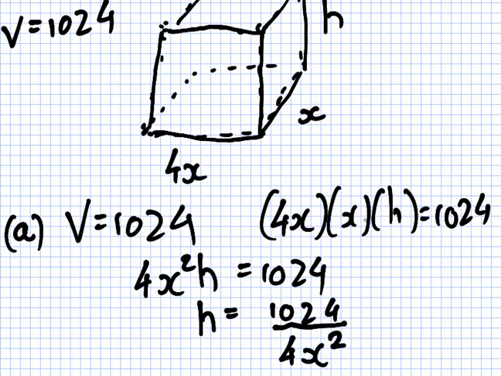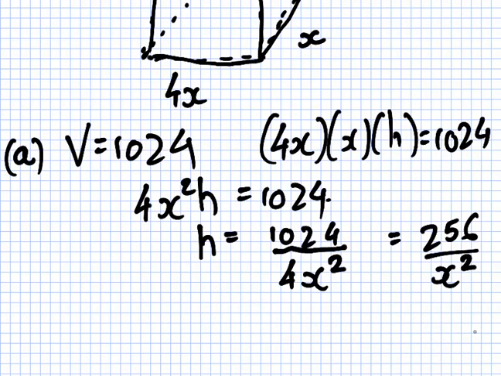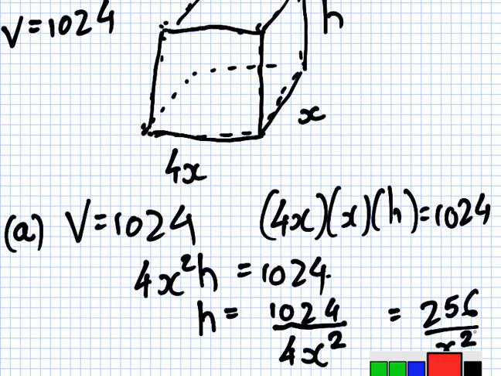Oh, I could simplify this. The question didn't mention anything about simplifying. I can divide above and below by 4, so I'd get 256 over x squared. That would be the final. But the question never said simplify, so I would have been happy with the previous one. Okay, guys, focus now. When we express h in terms of x, the h equals something to do with x. Usually, you get this from the volume. That's it for A, 4 marks, okay?